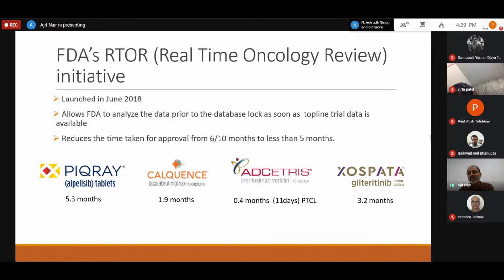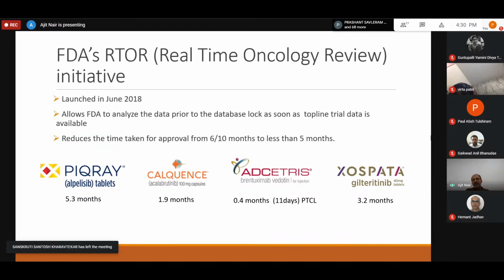and that was approved many years ago. They also did studies in peripheral T-cell lymphoma, and then they applied for peripheral T-cell lymphoma via the RTOR initiative. Because the FDA already knew a lot about brentuximab for Hodgkin's lymphoma, they were able to review the whole package and make a decision in 11 days to approve Adcetris for peripheral T-cell lymphoma. If you look at Xospata, which is gilteritinib for acute myeloid leukemia, in 3.2 months they got an approval.